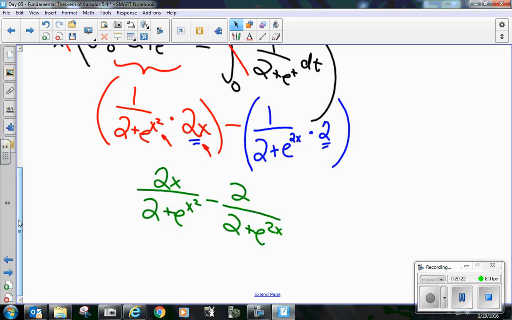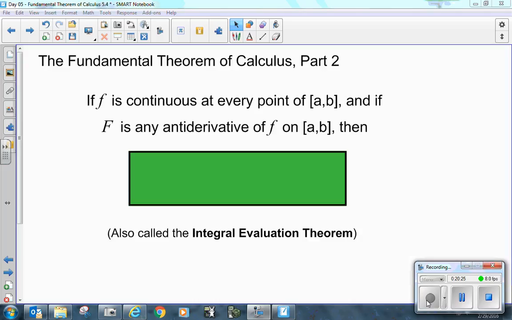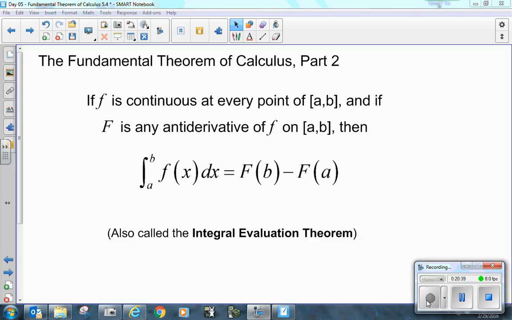There we go. Okay. All right, the fundamental theorem of calculus part 2. If f is continuous at every point on A and B, and if F is any antiderivative of f on A to B, then this is what we have anyways, isn't it? Well, we have an integration from B to A. We need to put those in and subtract them. That's where this leads. All right?